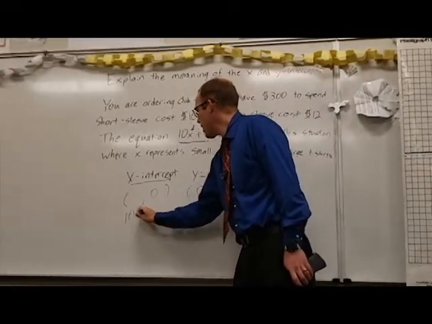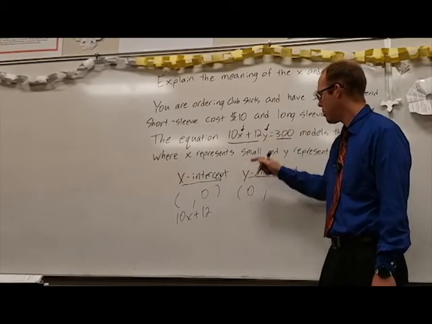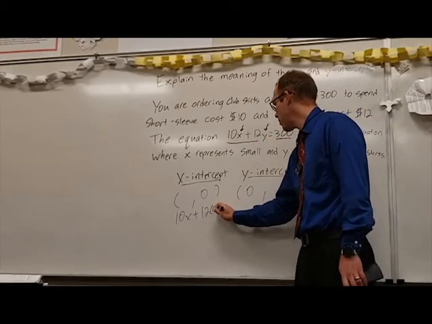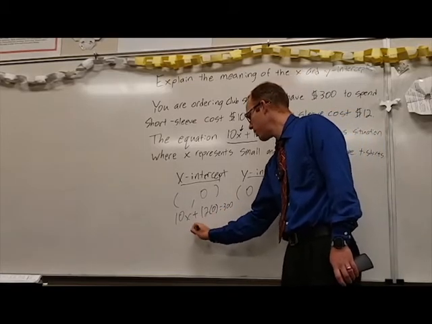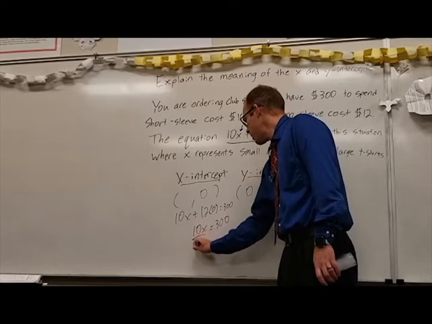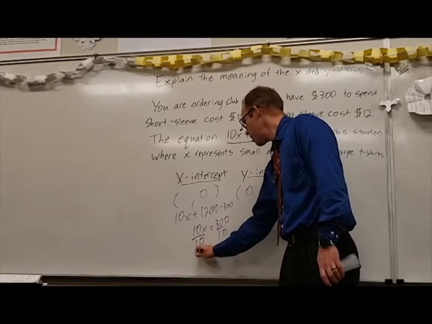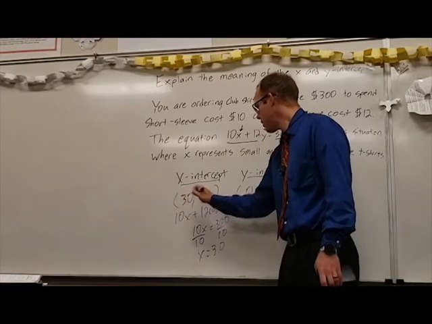That would give us 10x plus 12, and we're going to plug in that 0 that we know into this equation. So that would be 12 times 0 equals 300. 12 times 0 is 0, so that leaves us with 10x equals 300. We'll finish it out by dividing by 10, and we get x equals 30. We'll come back to that in a second.